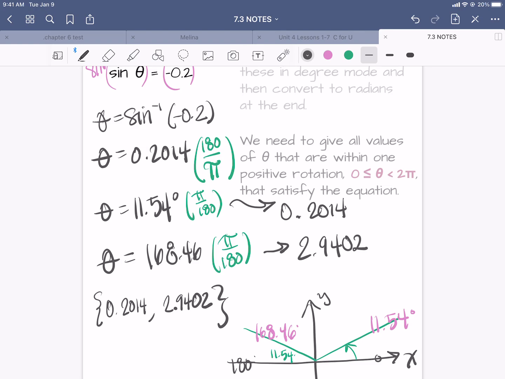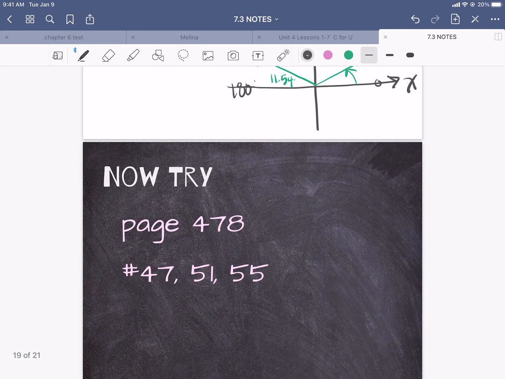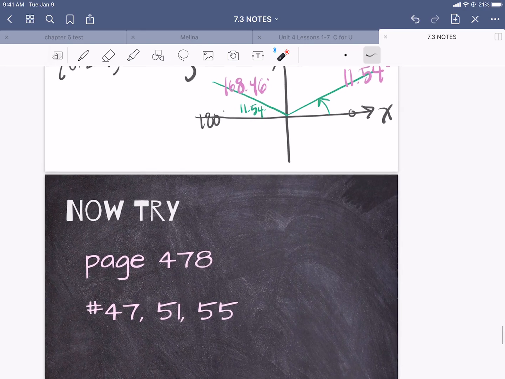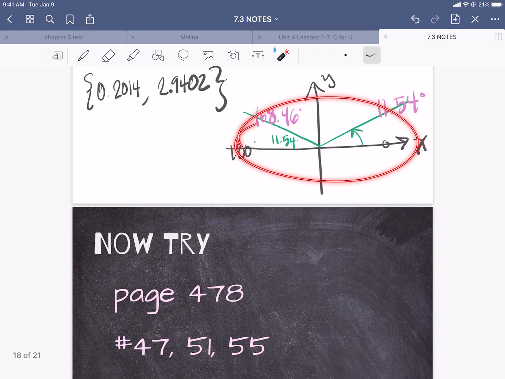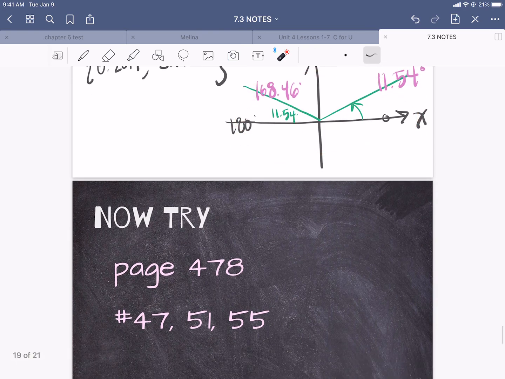All right, so that is it. So you could try these three. It's not very many. Just remember where they're positive and where they're negative, and putting these into degree mode will help you with figuring this stuff out. So you do need your calculator. All right.